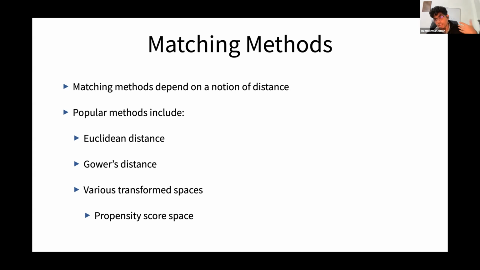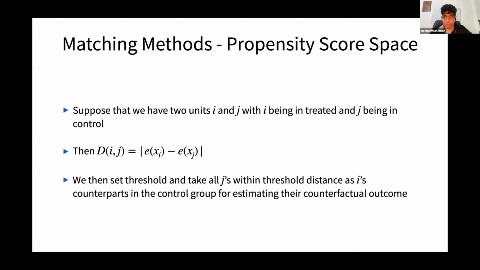So of course, you have the Euclidean distance and Gower distance, which you would use on just the covariates themselves. There are also transformed-space approaches, like propensity score space. What we mean is that we train a logistic regression model to get a propensity score, and then we match based on propensity scores, right? Within some sort of threshold, and we use that to match with the counterfactual counterparts.